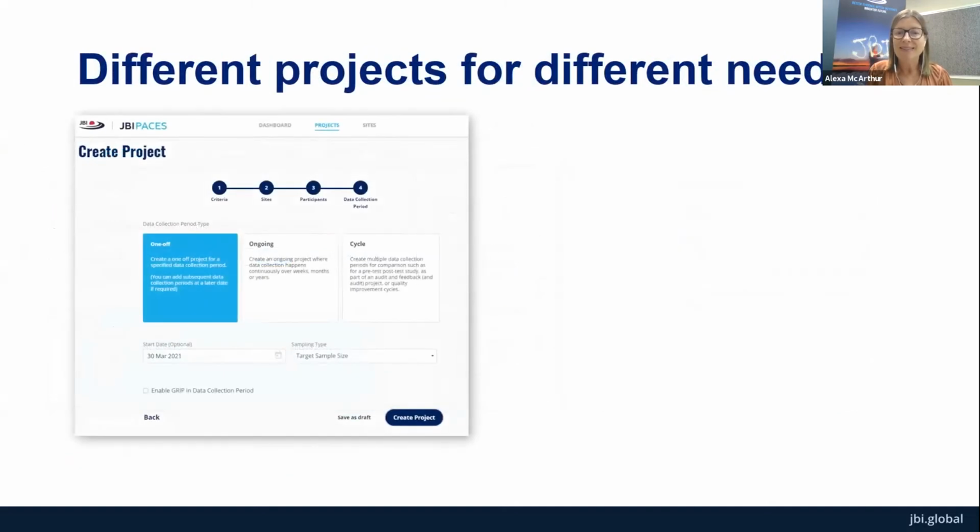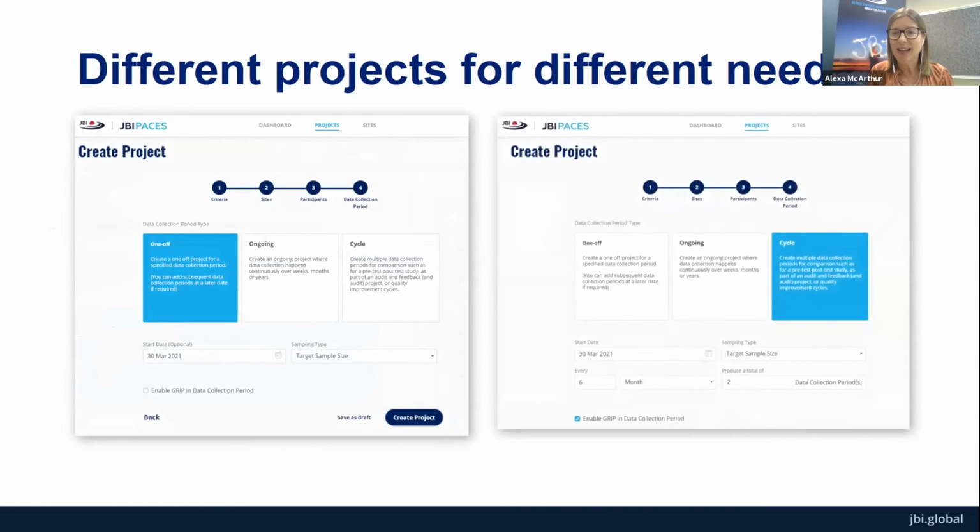There are a number of different project types for your different needs, and you can tailor this to different types of research projects or within your evidence implementation project. You may want to do a one-off project. You may want to do an ongoing project where data collection happens over many weeks, months, or even years. Primarily, people undertaking an evidence implementation project will have multiple data collection periods, so they will do a baseline audit and then a follow-up audit.